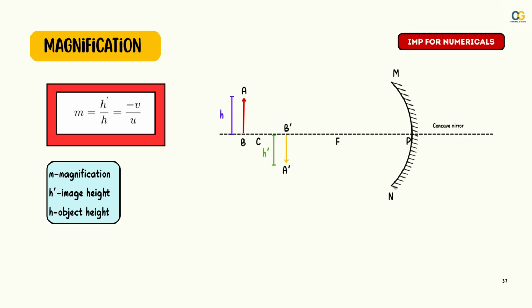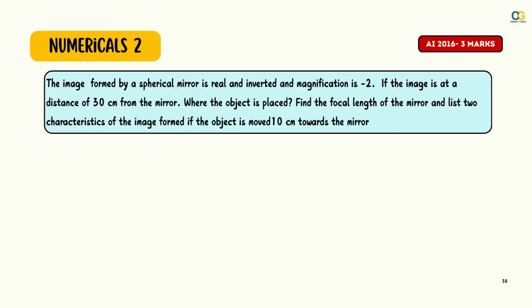Now let us solve another numerical where we use the mirror formula. This question was asked again in the All India 2016 for 3 marks. The image formed by a spherical mirror is real and inverted, and the magnification is minus 2. If the image is at a distance of 30 cm from the mirror, where is the object placed? Find the focal length of the mirror and list 2 characteristics of the image formed if the object is moved 10 cm towards the mirror.